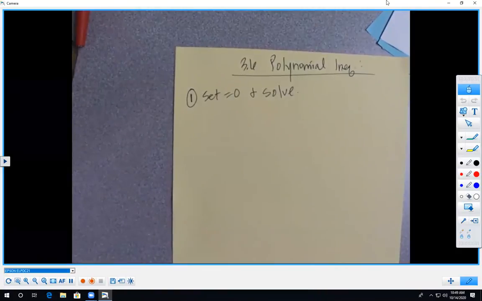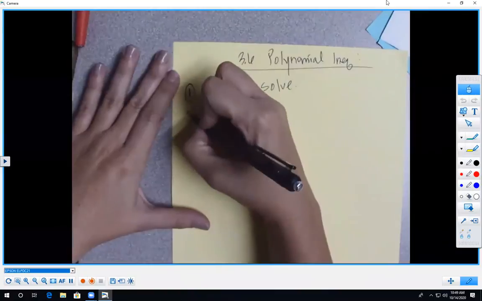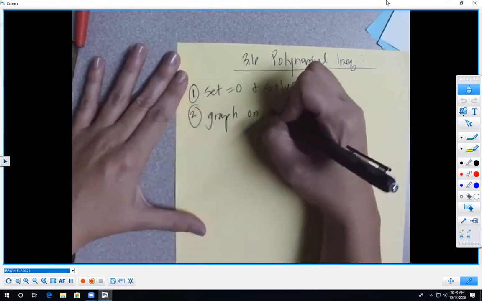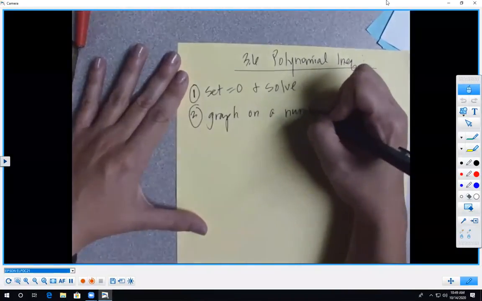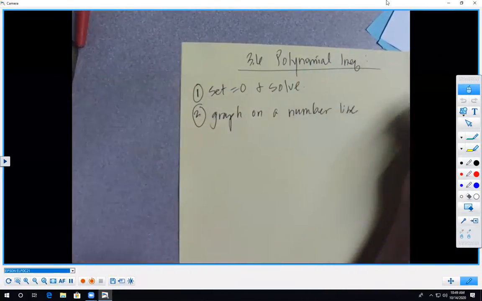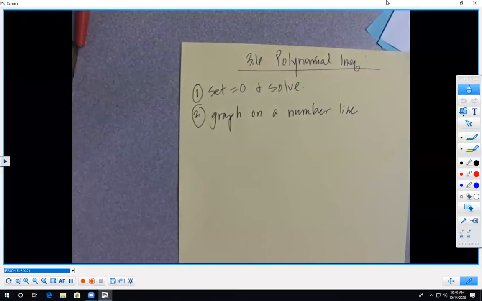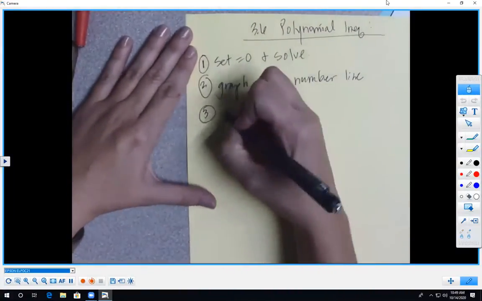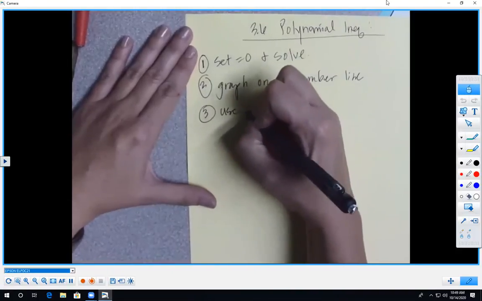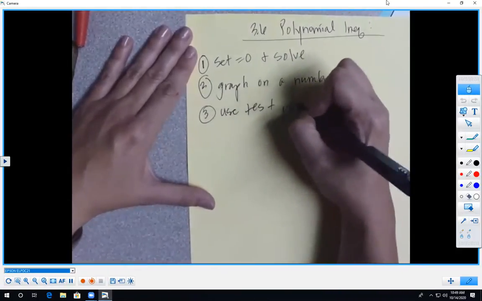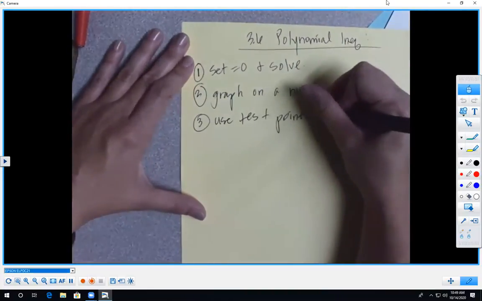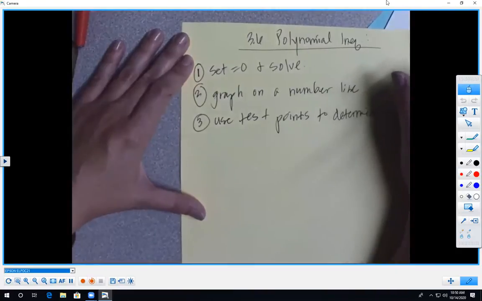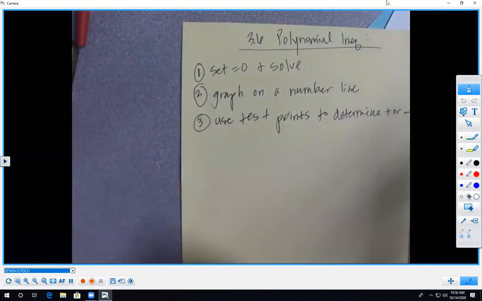Okay, so we set it equal to 0 and solve. Those are our x-intercepts. From there, we graph it on a number line. And then from there, we use test points again, like we've been using test points, to determine if it is positive or negative.